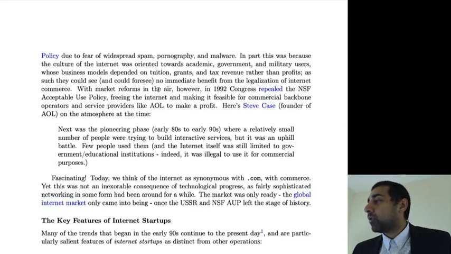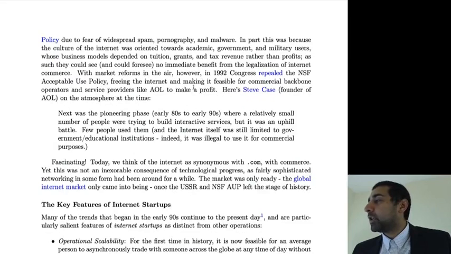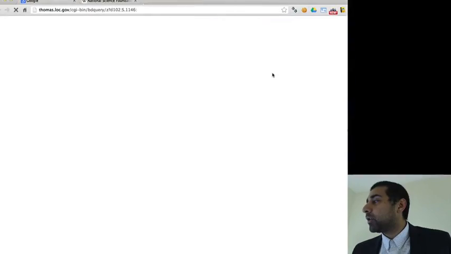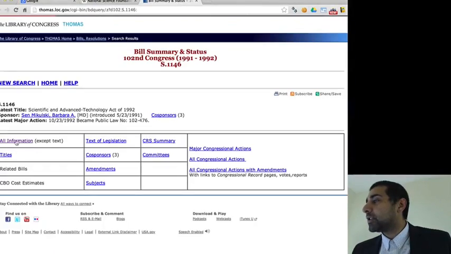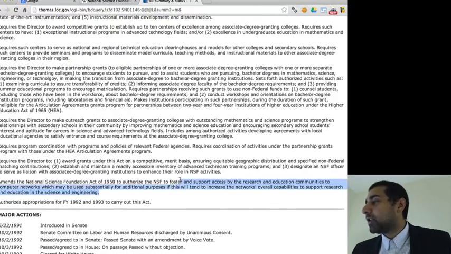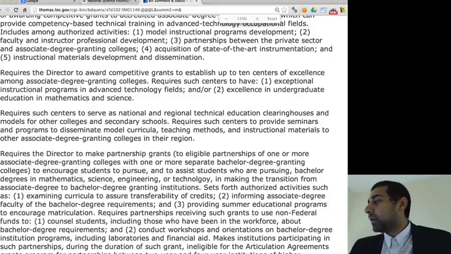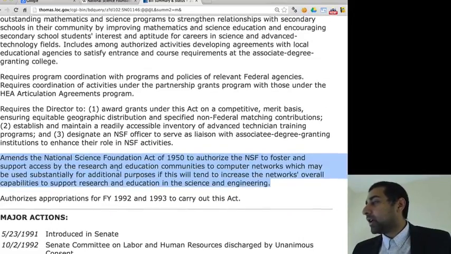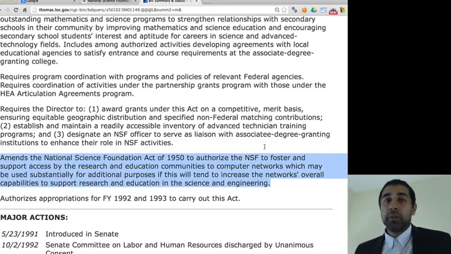But what happened was, with market reforms in the air, with places like India liberalizing and so on, in 1992 Congress repealed the NSF acceptable use policy. You can actually click this and see the particular sentence. This is really the key thing. The bill was amended such that computer networks may be used substantially for additional purposes if this will tend to increase a network's overall capabilities, support research and education in the science and engineering. That seemingly innocuous sentence is what enabled the internet to actually support commerce.